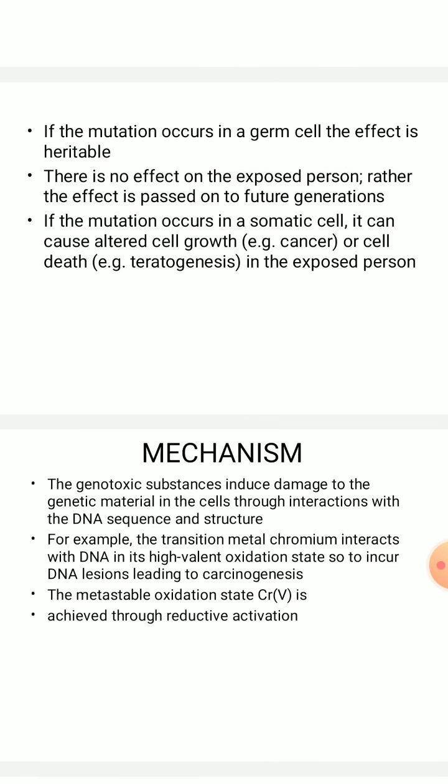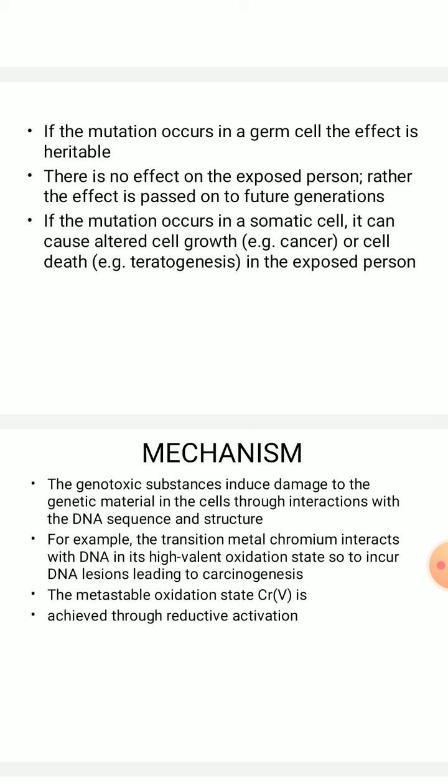So coming to the mechanism, how this is going to happen. These genotoxic substances, which induce damage to the genetic material in the cells, mainly act through interactions with the DNA sequence and even the structure. For example, the transition metal ion chromium interacts with the DNA in its high valent oxidation state to incur DNA lesions, leading to further carcinogenesis. This metastable oxidation state of chromium is achieved through a reductive activation process.